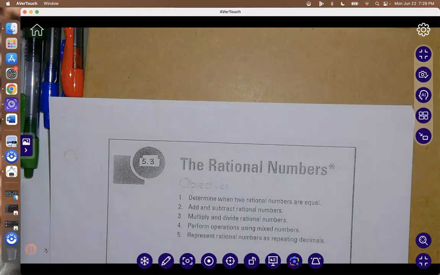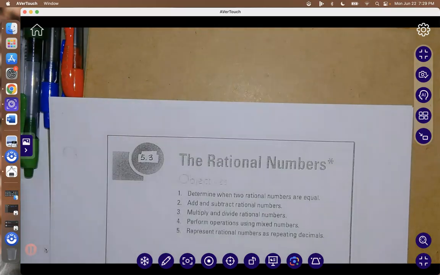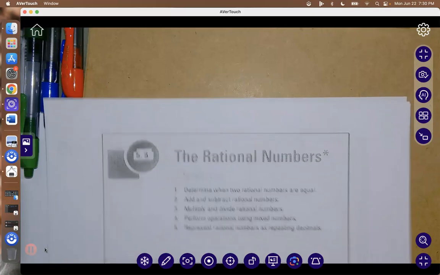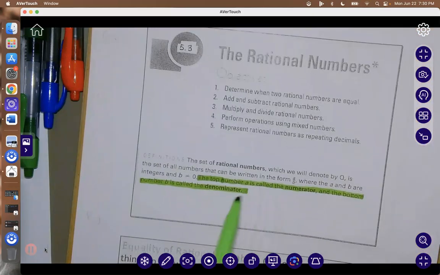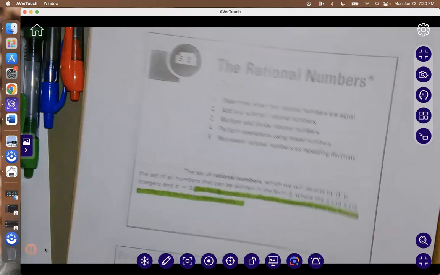Okay guys, today we're going to look at section 5.3, rational numbers. Remember, rational numbers are any numbers that can be written as fractions. So this whole section today, we're looking at fractions. Remember that the top number in a fraction is called the numerator, and the bottom number is called the denominator.